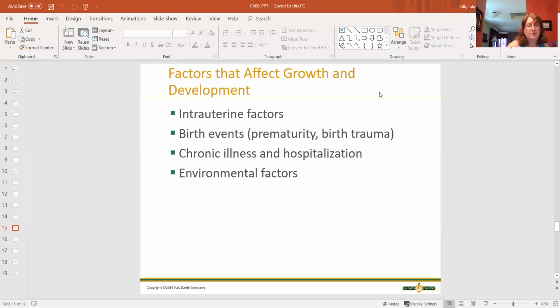Okay, so factors that affect growth and development. So intrauterine factors. The mom's health and nutrition status while pregnant is going to affect the fetus big time. Some of the things intrauterine that would affect the baby would be poor nutrition, which can lead to low birth weight babies as well as slow development. Low iron levels in the mother can result in anemia of the infant. Maternal smoking can result in infants with low birth weight or congenital abnormalities like cleft lip and cleft palate.